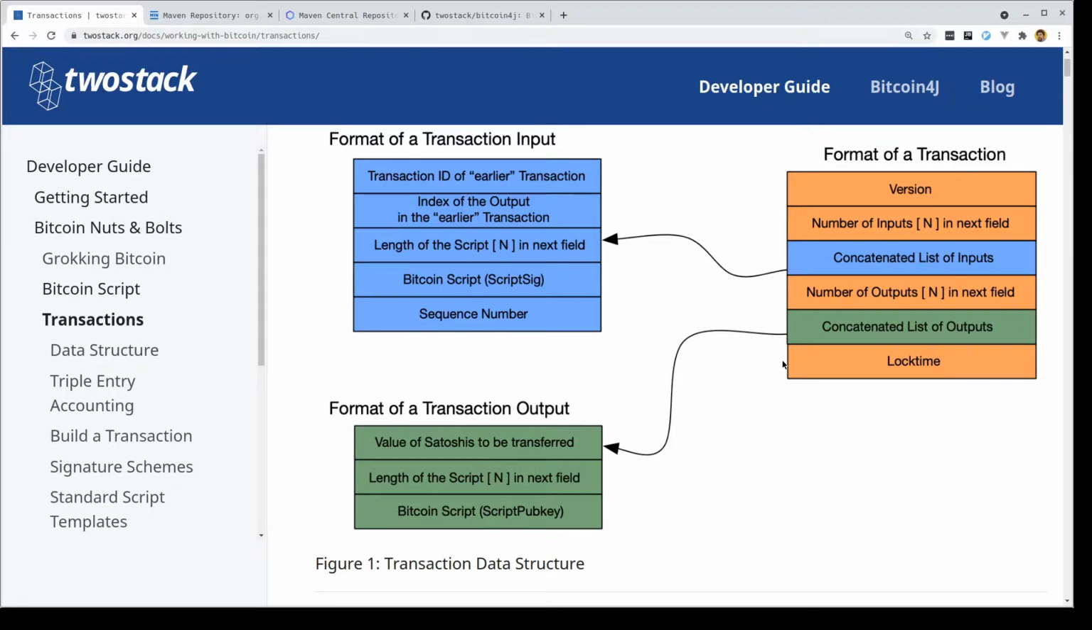Inputs and outputs in Bitcoin terms, oh man, sorry, I need to practice more speaking like this. Input and output transactions. Wow. In Bitcoin terms, inputs and outputs are, I've lost my train of thought.